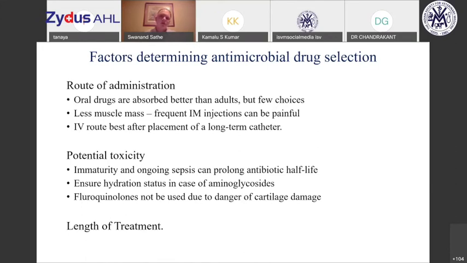And then fluoroquinolones are known to cause cartilage damage in the foal. Hence, drugs like enrofloxacin or ciprofloxacin should not be administered in neonatal foals because they will cause joint damage.